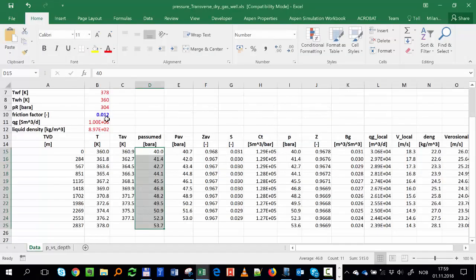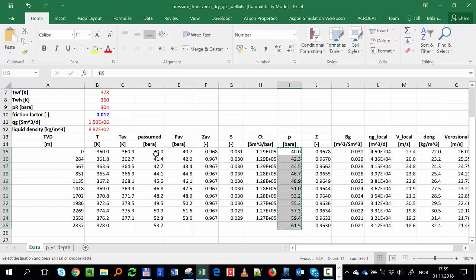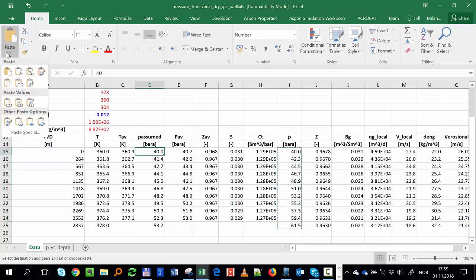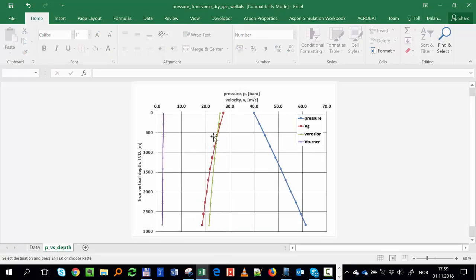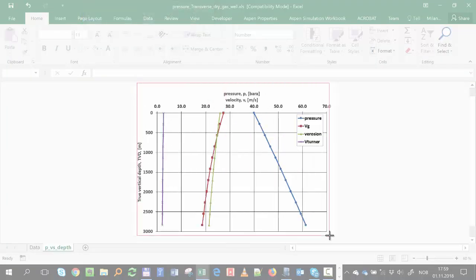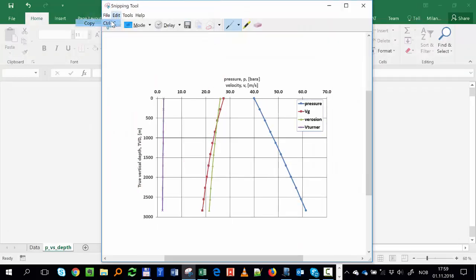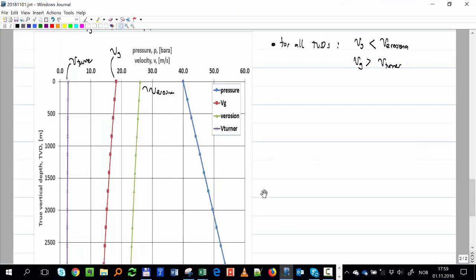Let's try 1.5 to see what happens. 1.5. And I have to paste the pressure here. Okay, and see. Still I have problems. I have here a crossing. So what happens here? That's interesting, right? So now we try with 1.5.